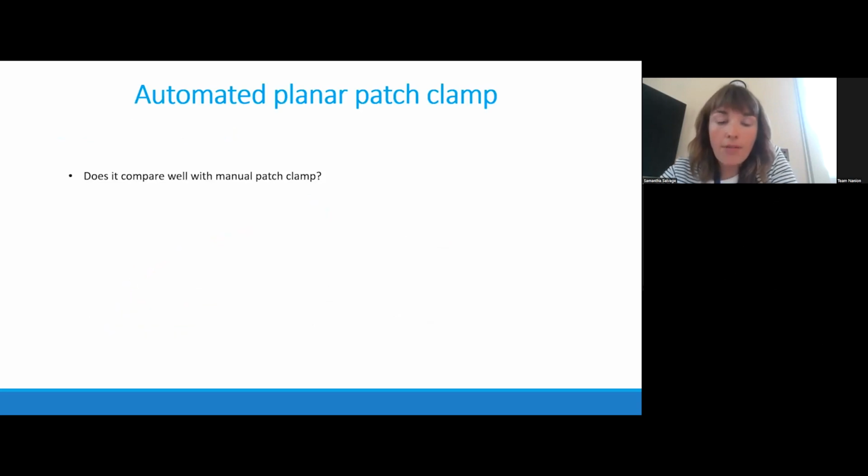So that's great. We have some positive clones, but then we wanted to test them for function using automated planar patch clamp. The first thing upon receiving the Nanion Patchliner was that we wanted to be sure this does compare well with manual patch clamp.